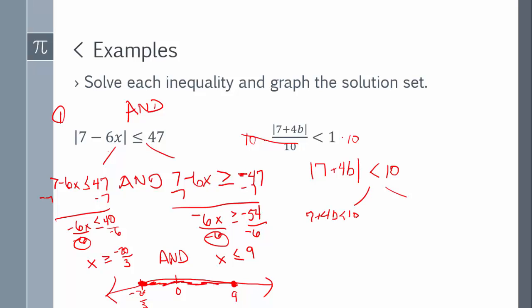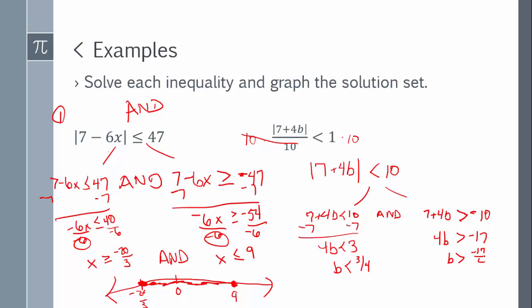First one is just what I saw. Second one, I keep the left-hand side the same. I flip my inequality, so now I have a greater than, and I make my 10 negative. And then I just solve. I'll subtract 7. Divide by 4, I get greater than 3/4. Subtract my 7, negative 17/4. So again, on my number line, I am shading everything from negative 17/4 to positive 3/4.